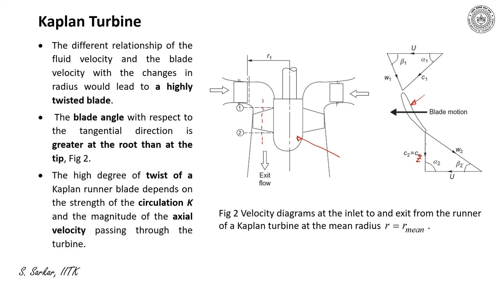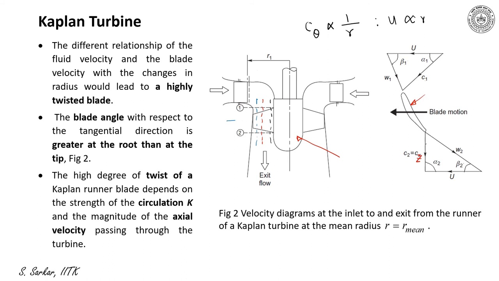Now, I have already indicated that C theta at inlet is inversely proportional to the radius, 1 by R, while blade speed U is proportional to R. If I draw the velocity triangle at different sections, you would realize that it leads to the twisted blade. To make you understand, I have taken three sections. One is near the hub. One is the central line, which is indicated by red. And another I have drawn in blue, which is a section near the tip.